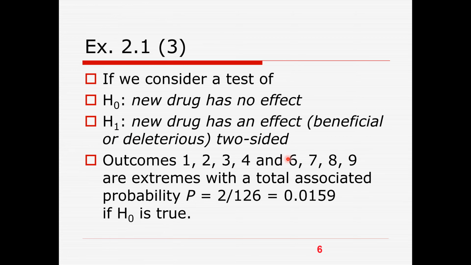So if that's the case, then we have 2 extreme outcomes. One is when the 4 patients ranked as 1, 2, 3, 4, ranked as the first 4 places. And the other is the opposite. The 4 patients ranked as 6, 7, 8, 9, the very last 4 places.